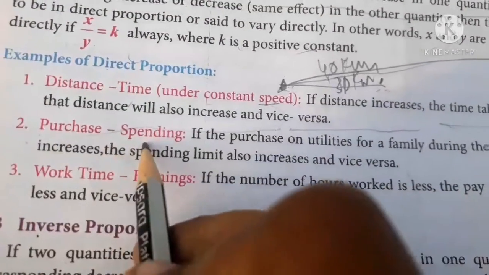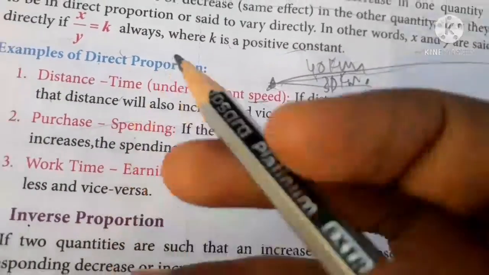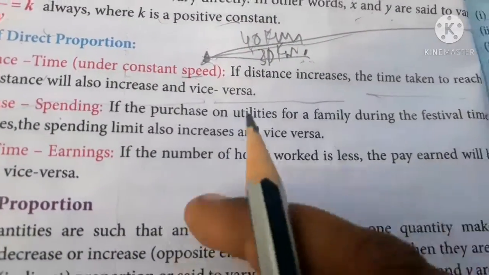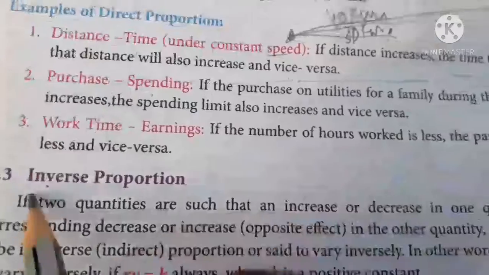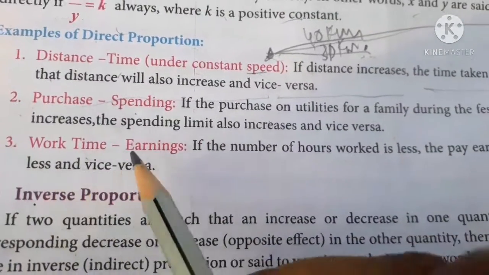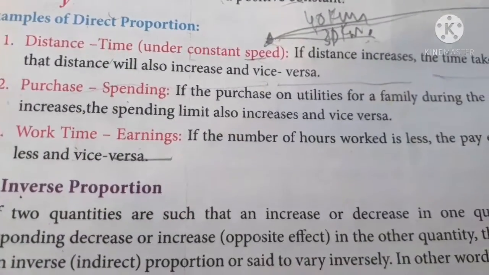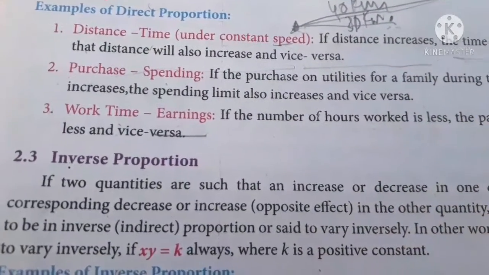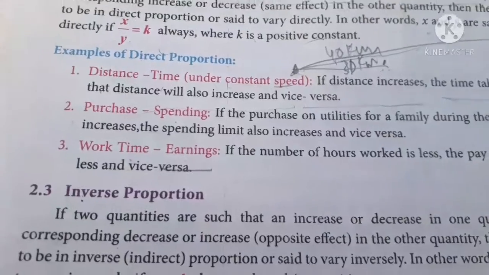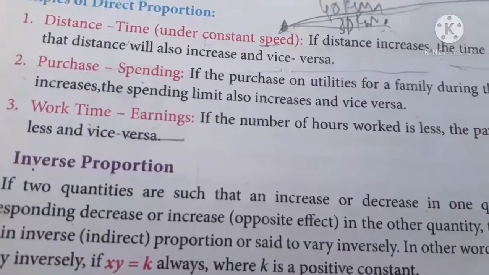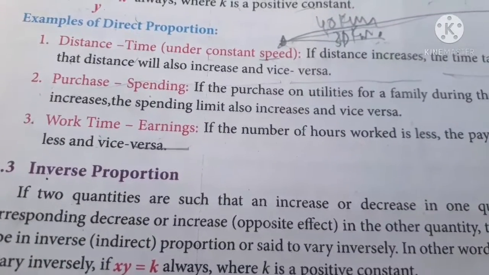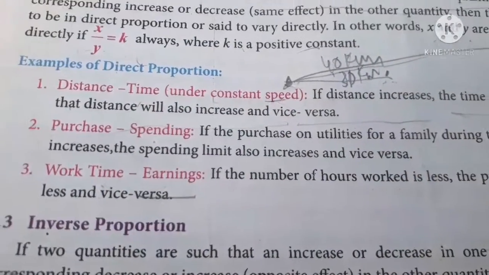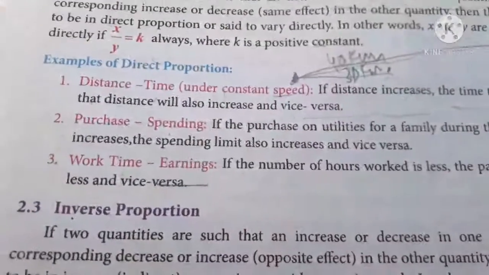Then purchase and spending. However much we purchase, that much amount we should pay, and vice versa. Then work time and earnings. However much time you work, that much money you will get for that work. If you extend the work for some more time, then your salary will also increase. So these are small and easy examples to understand direct proportion.